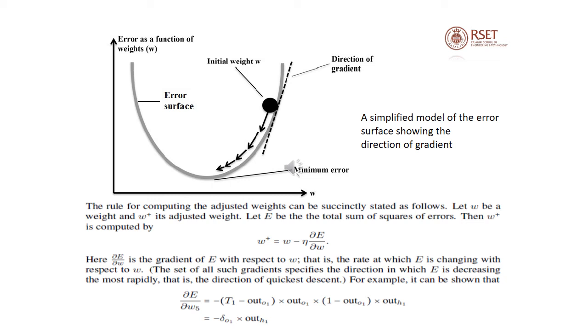So this gradient can be computed as minus (T1 minus output of O1) into output of O1 into (1 minus output of O1) into output of H1. So O1 is indicating the output layer, H1 is indicating the hidden layer. So it can be rewritten as delta of O1 into output of H1. That is the gradient of E with respect to W.